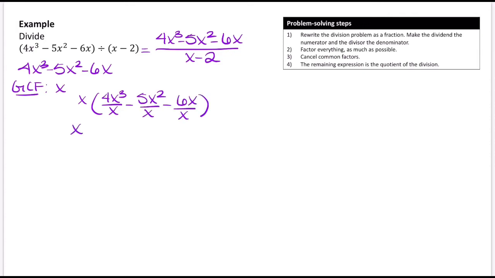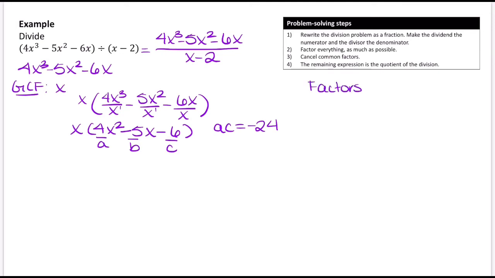When I simplify that, I have x times 4, and then x cubed over x to the 1 is x squared, minus 5, x squared over x to the 1 is just x, and then minus 6, and x over x will just cancel out. Now I have a trinomial where a is not equal to 1, so a is 4, b is negative 5, and c is negative 6. So a times c equals 4 times negative 6, which is negative 24. Now we need to think about how to factor this. We need factors of negative 24 that are going to add to negative 5.